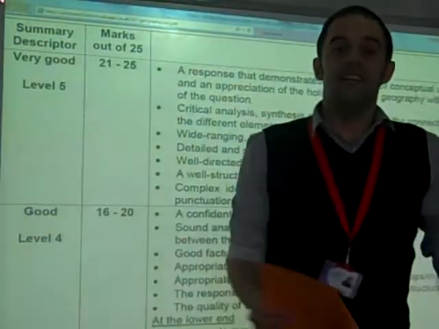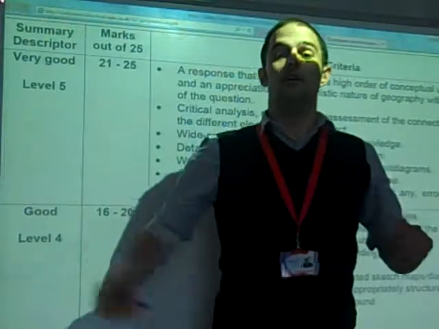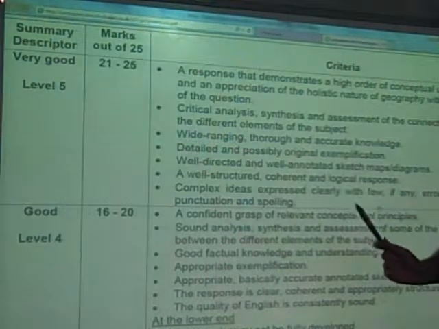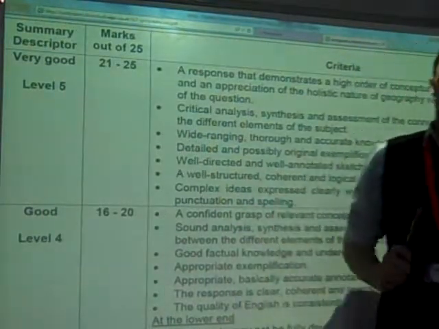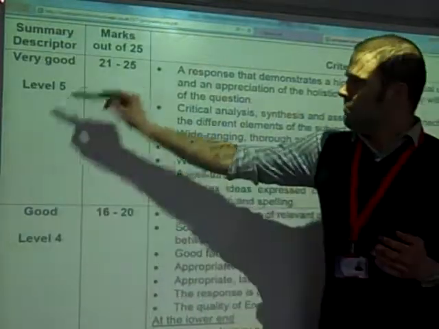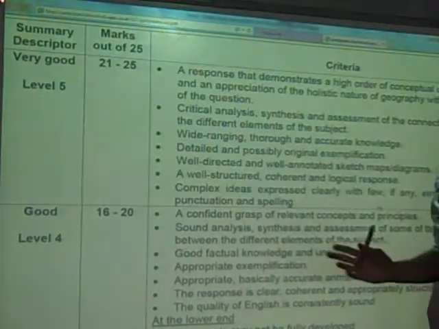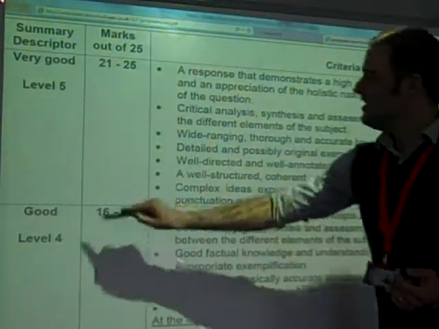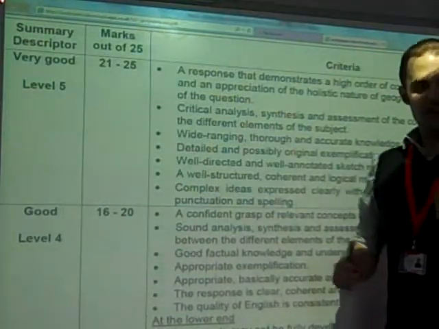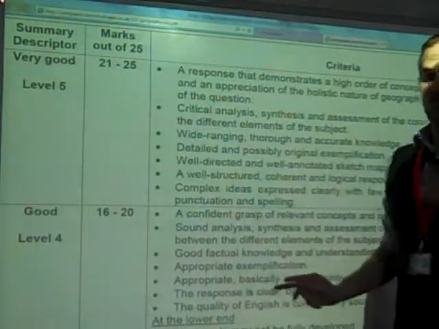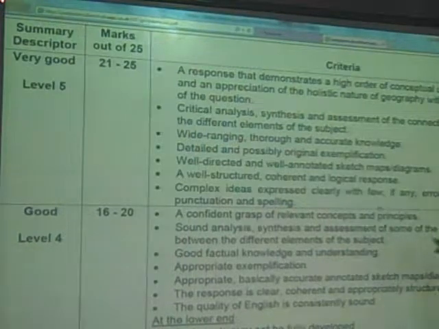Now, something that is key is not folding under pressure. In order to not fold under pressure, you really need to understand what the mark scheme is wanting you to do to get the marks. These two mark bands here, good and very good, level 4 and level 5, are the two mark bands that ideally every student should be aiming for. A 16 mark essay is generally a grade C, an 18 generally a grade B, and a 20 generally a grade A. So, to produce a level 4 answer, a grade C answer, what do you need to do?